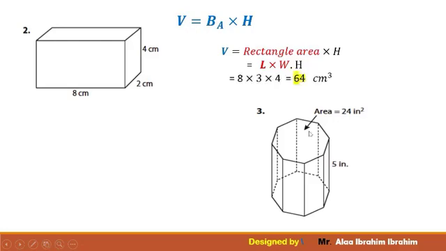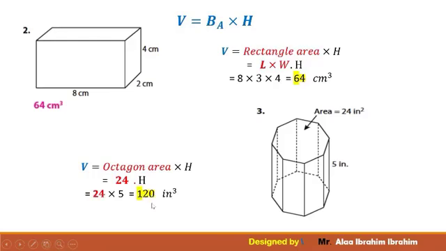Here I give you this shape: 1, 2, 3, 4, 5, 6, 7, 8, an octagon. I give you the area of the octagon ready for you. This 24 is your area and this is your height. So it's easy, use this rule. I just replace the area of the octagon, 24, which I gave to you. The height is 5, so I have 120.